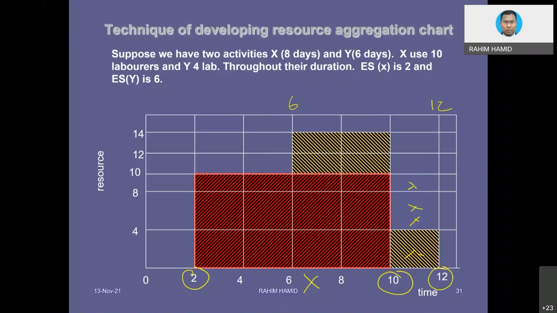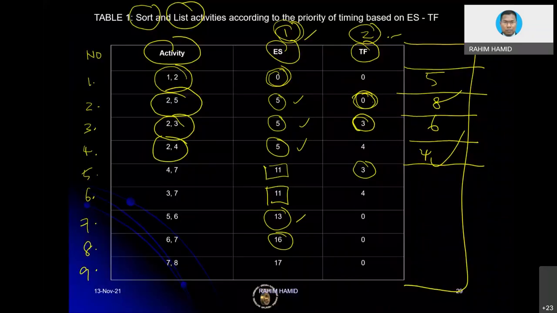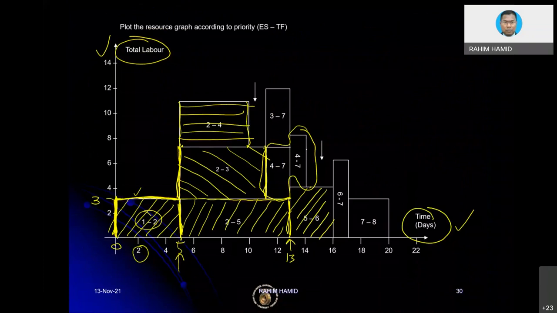So it is a similar concept with this one, 4, 7. You might wonder why it is split. Well, because certain space is already occupied by activity 5, 6, so for sure 4, 7 needs to be built on top of that graph, and then it is going to be split.